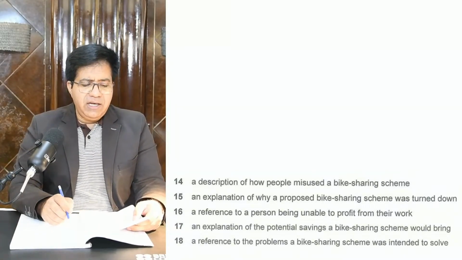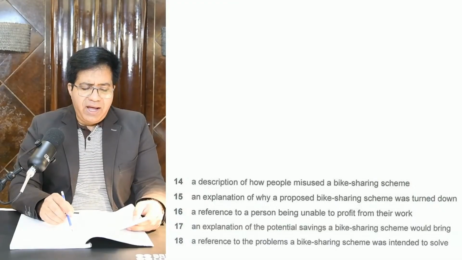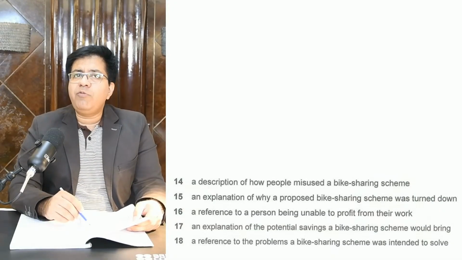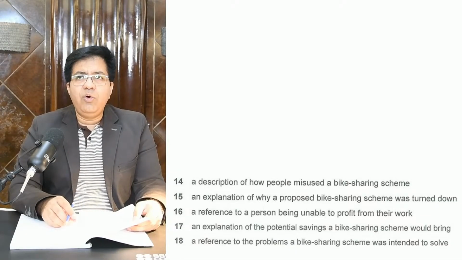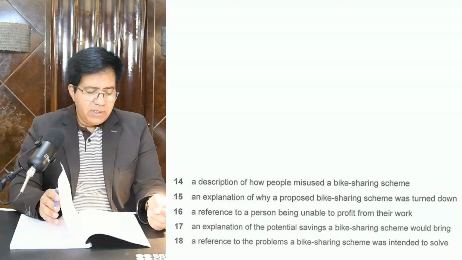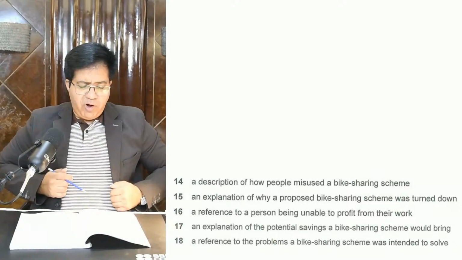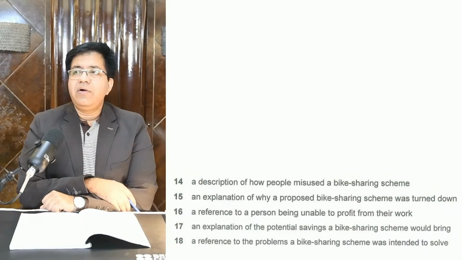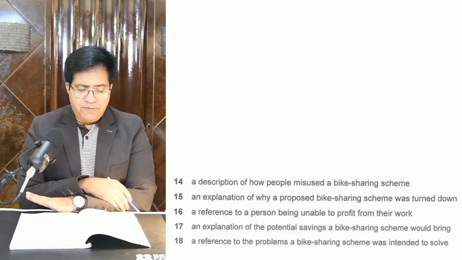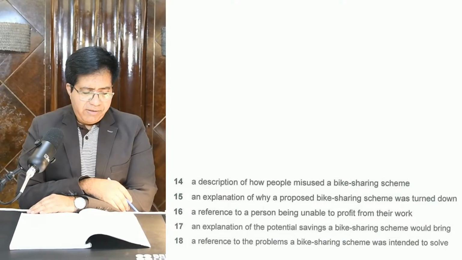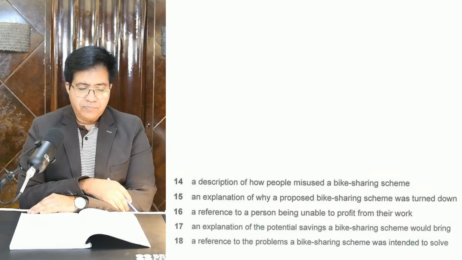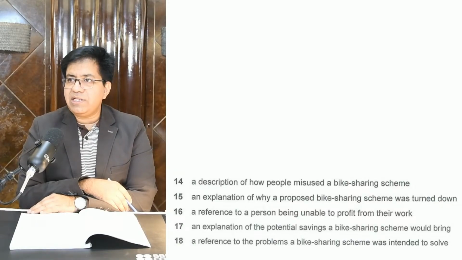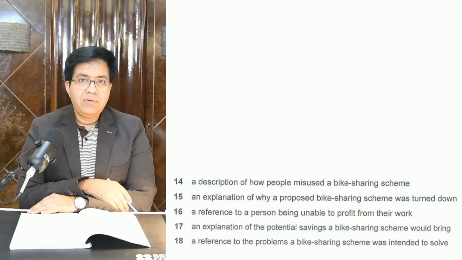Question number 15. Explanation of why a proposed bike sharing scheme was turned down. Turned down means rejected. Bike sharing scheme was rejected. Go back and look for paragraph ABC. Why bike sharing scheme was rejected. Turned down, rejected. Look for the word rejected. Why a bike sharing scheme was turned down.